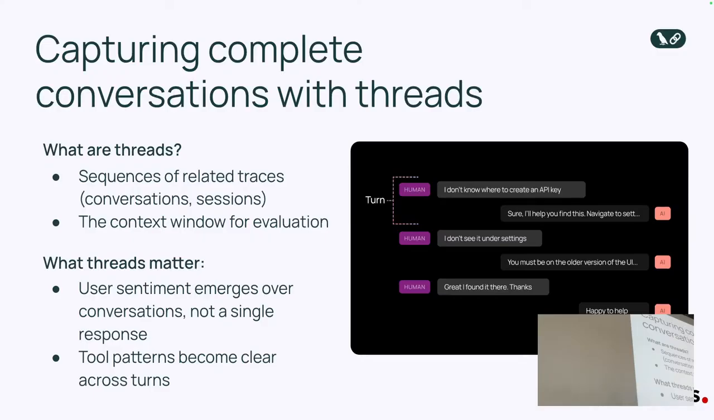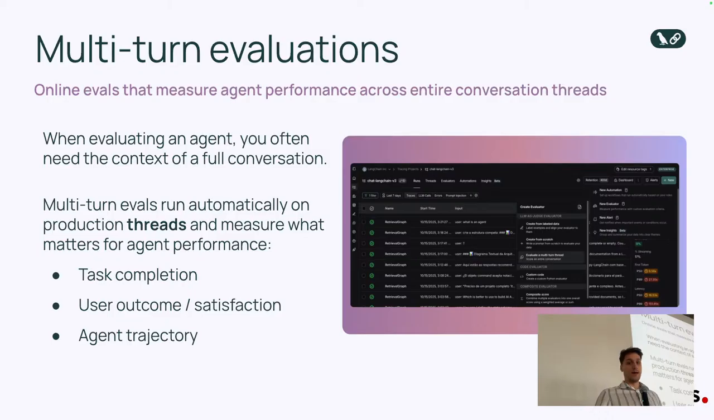So with threads, you can check whether a single message is correct or whether the whole chat is working. It's really important, and we should take care of it in production too. And also we have multi-turn evaluation. It's connected with the slide that I showed you before. We can check task completion, user outcome satisfaction, or agent trajectory, so we can check if the agent is hallucinating from the very beginning or things like this.